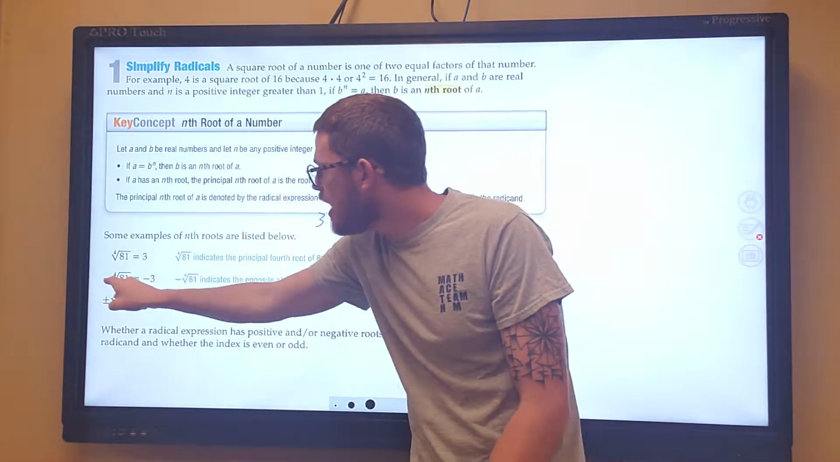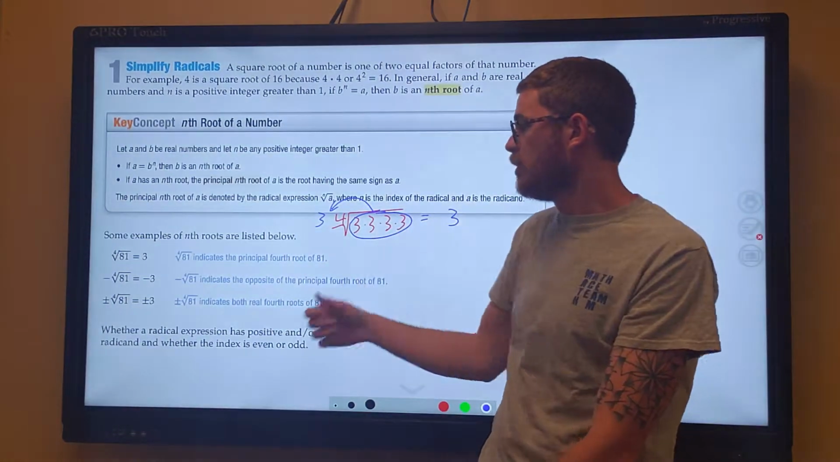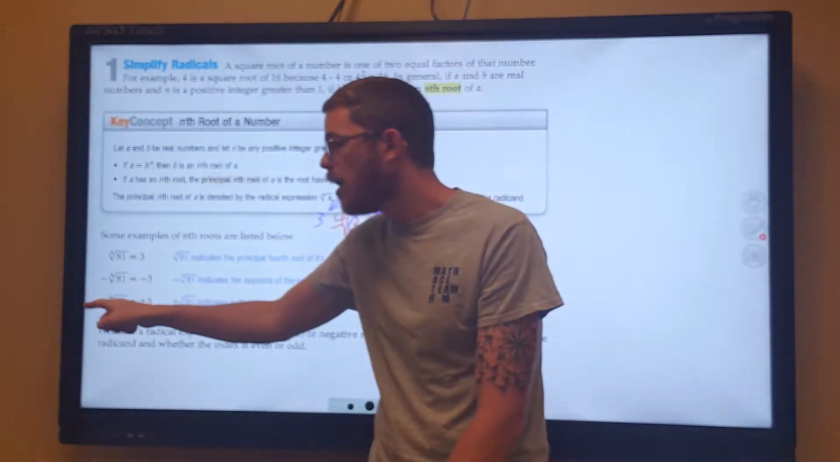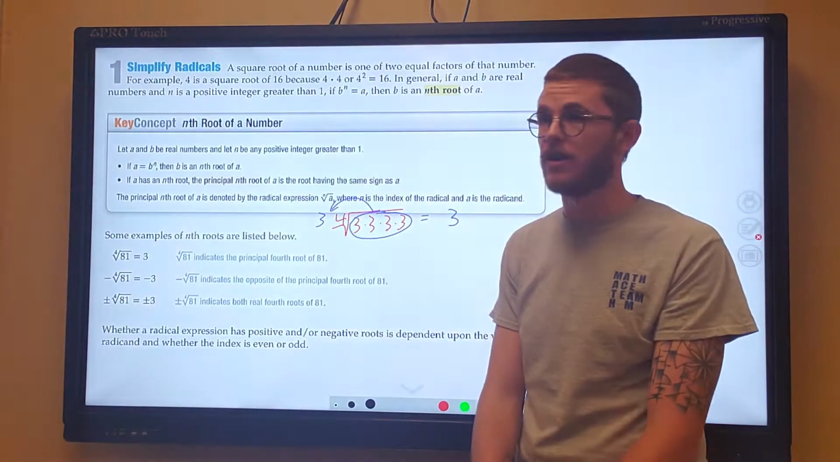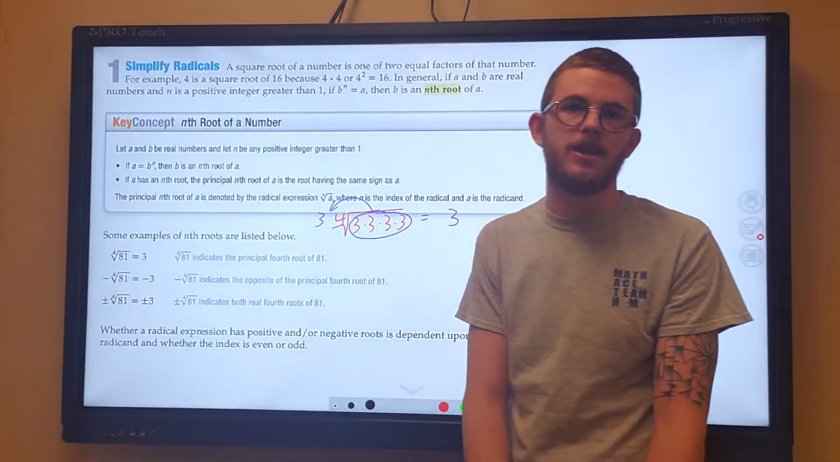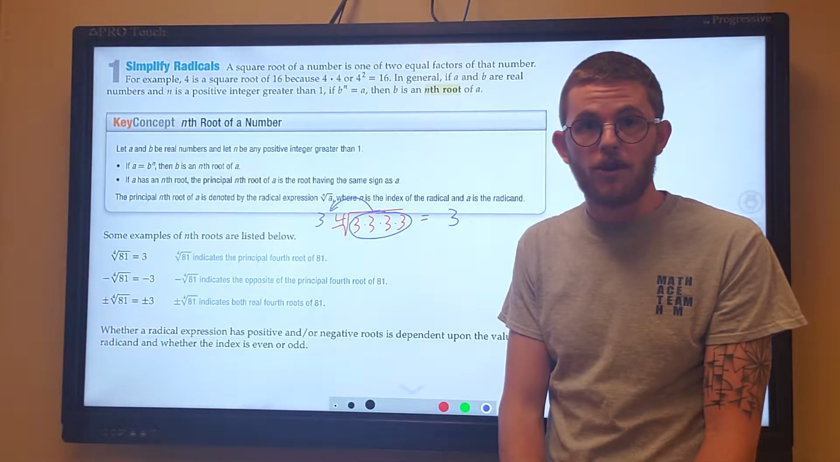Right here we have a negative 4th root of 81, so a negative 4th root of 81 is 3, so our answer is a negative 3. Down here we have both positive and negative 4th root of 81, and so when we take the 4th root of 81 and get 3, we have positive and negative out in front, and so that's our answer.